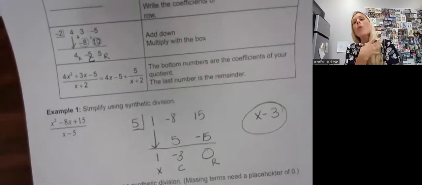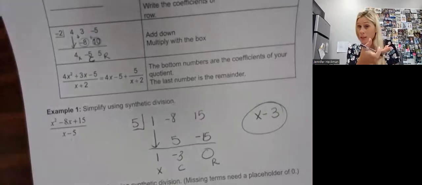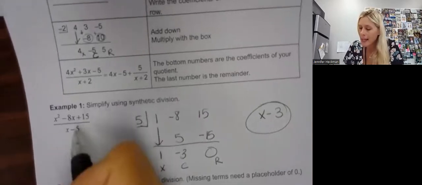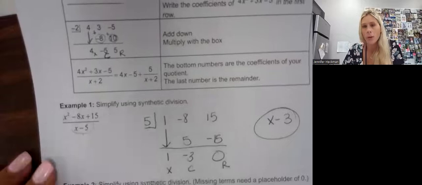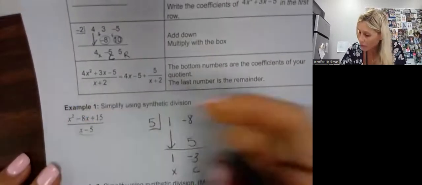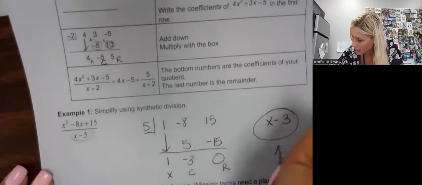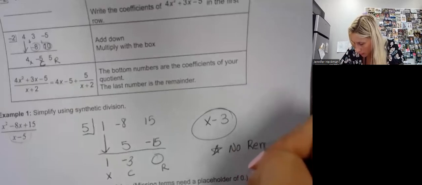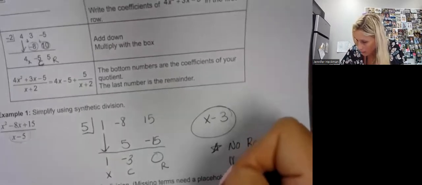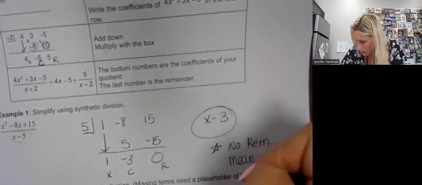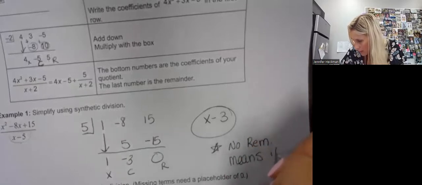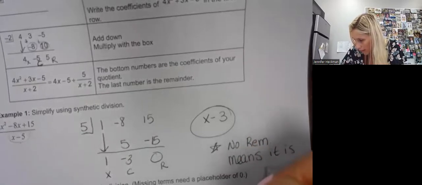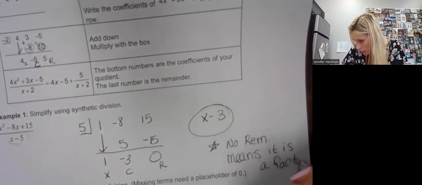By the way, when there's no remainder, or the remainder is 0, that means that this binomial here is a factor. So let's keep in mind, no remainder means it is a factor. Okay.